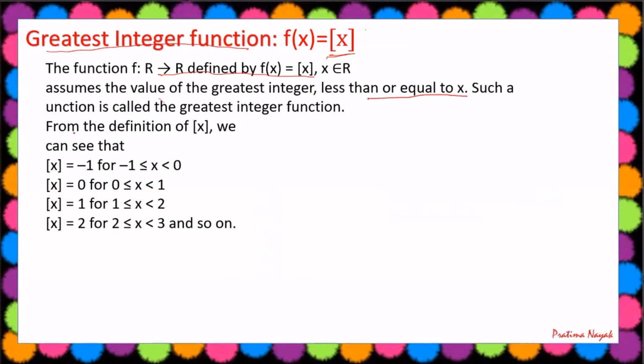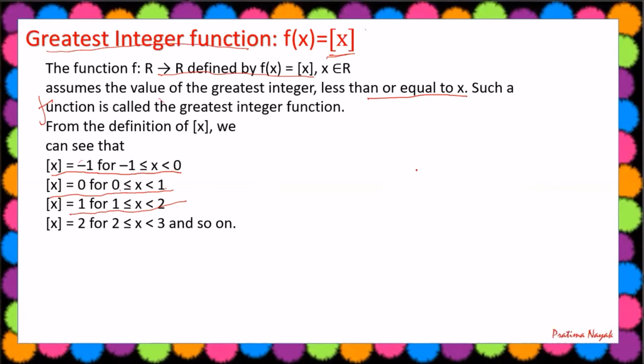This function is called the greatest integer function. Let us see the definition. It is equal to -1 when x is from -1 up to 0, not 0 included. Similarly, it will be 0 when x is greater than or equal to 0 but less than 1. It is 1 when x is greater than or equal to 1 and less than 2. So on the negative side also, like this.